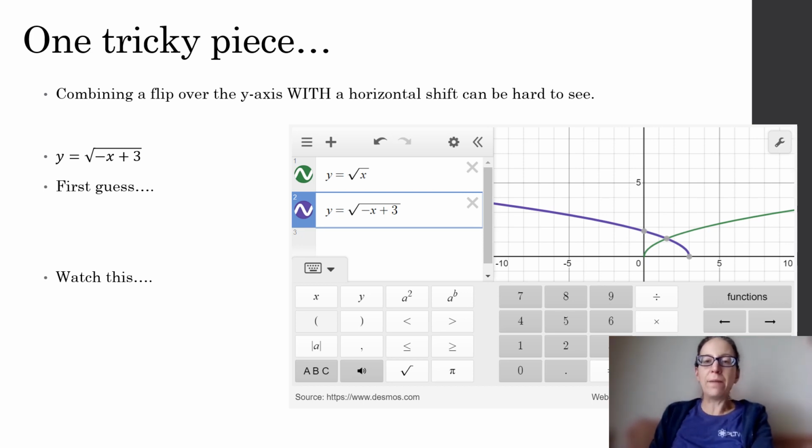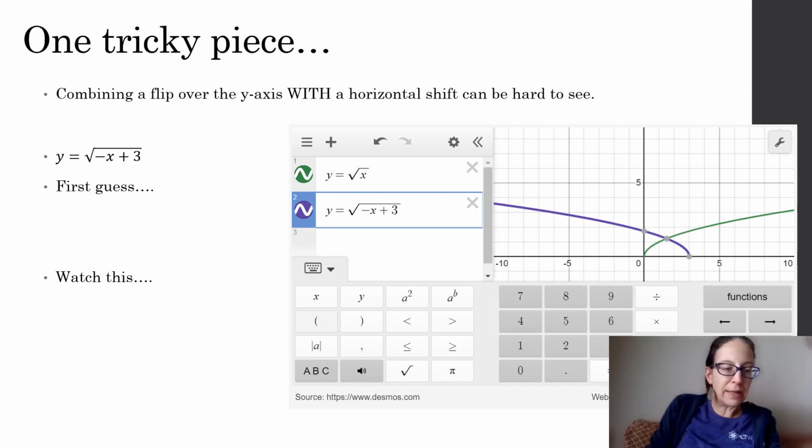Okay, so hopefully I can manage doing this without inadvertently going forward a slide. All right, so there's one really tricky piece with this. Combining a flip over the y-axis with a horizontal shift can be hard to see, and it's going to do something that you don't expect to see. And you might have noticed that I did not combine any of those. So if you want to scan back over your notes, every time we had the negative under the square root, I just left it as an x. I did not try to flip it that way and also shift it.